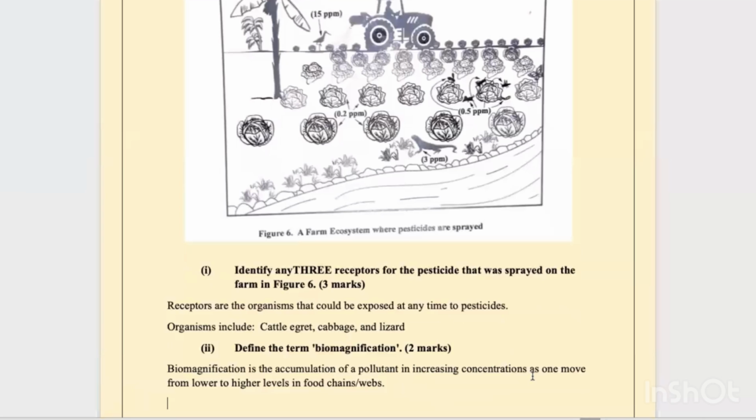Next, it says define the term biomagnification. So biomagnification is the accumulation of a pollutant in increasing concentrations as it moves from lower to higher trophic levels in a food chain or a food web.